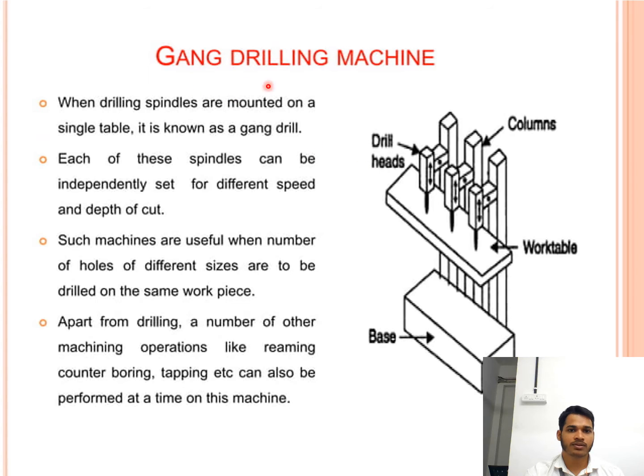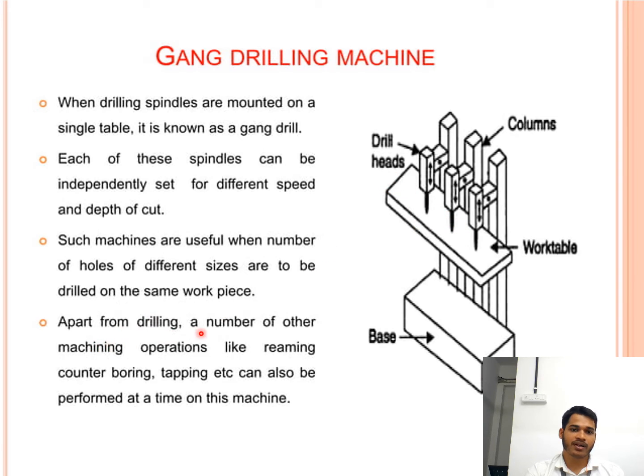Next, we will discuss the gang drilling machine. When drilling spindles are mounted on a single table, it is known as a gang drill. Here, multiple spindles are generally used. Each of these spindles can be independently set for different speed and depth of cut. So we can use each spindle for different work. Such machines are useful when a number of holes of different sizes are to be drilled on the same workpiece. So we can perform different work at the same time.